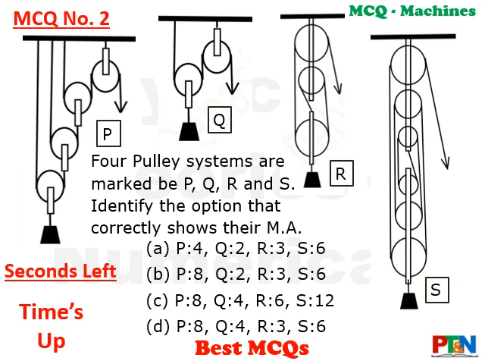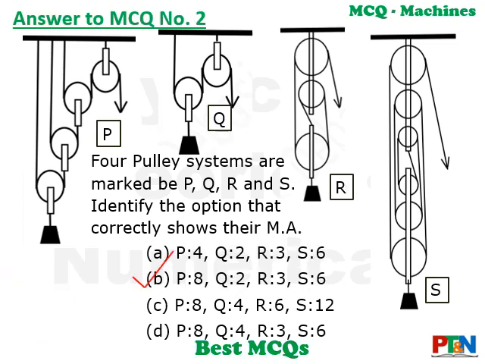Time's up. Let's see the answer. The answer is option B. Let's understand also a little bit. For the first system, there are three movable pulleys, one fixed pulley. So mechanical advantage is 2 to the power n, that is 2 to the power 3, that is 8. That is, for P it is 8. For Q, mechanical advantage is 2. You have got only one movable pulley. For R, mechanical advantage is number of pulleys, that is 3, and for S it is 6. So the option is option B.